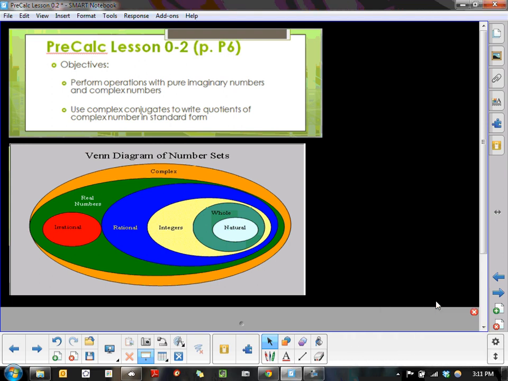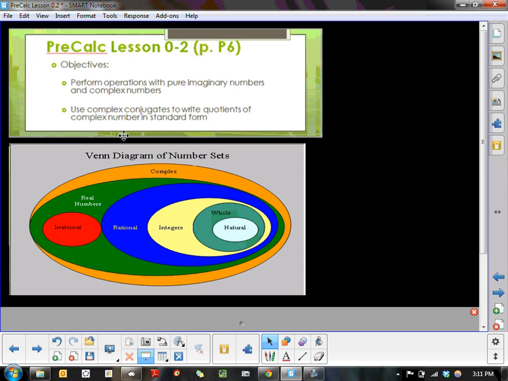In lesson 02, we're going to review some of your information about complex numbers. I'm going to first describe a little introduction about complex numbers, and we're going to go into how they were defined and do some simplifications and calculations with them. But eventually we want to be able to add, subtract, and multiply pure imaginary numbers and complex numbers, and also use complex conjugates to write the quotients of complex numbers in standard form.